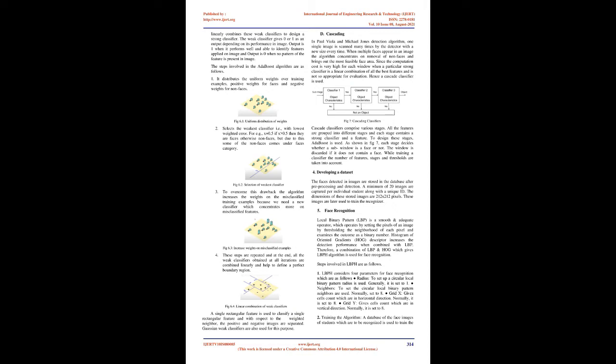These features are known as weak features. Adaboost linearly combines these weak classifiers to design a strong classifier. The weak classifier gives 0 or 1 as an output depending on its performance in image. Output is 1 when it performs well and is able to identify features applied on image, and output is 0 when no pattern of the feature is present in image.